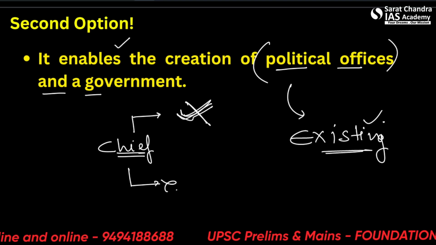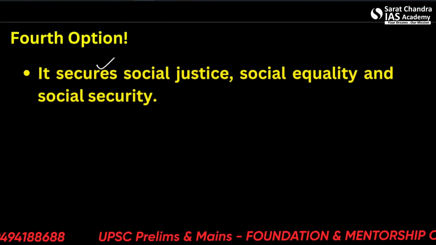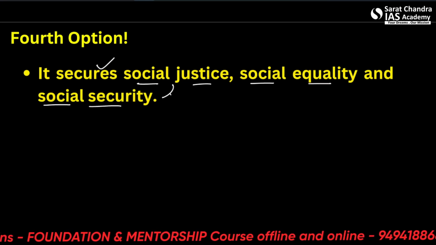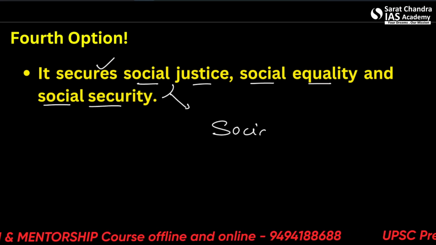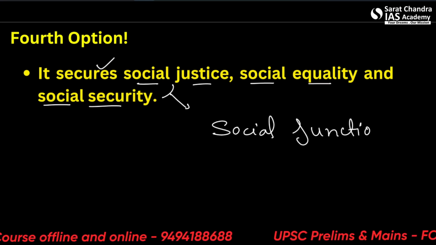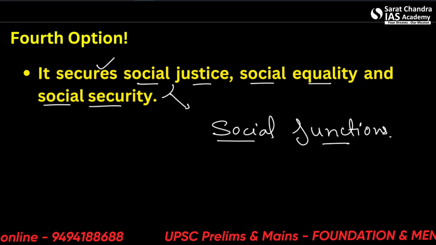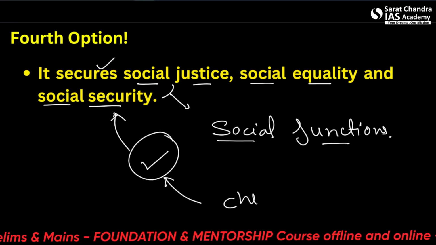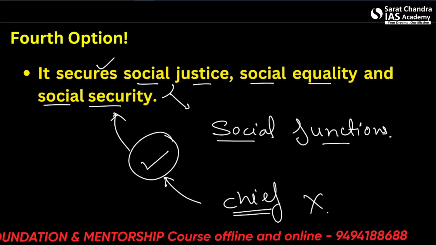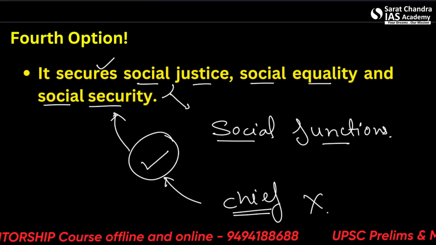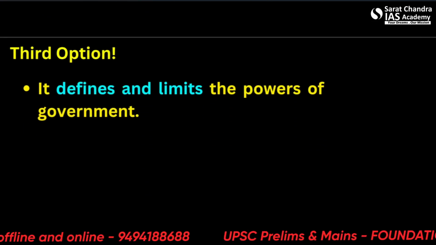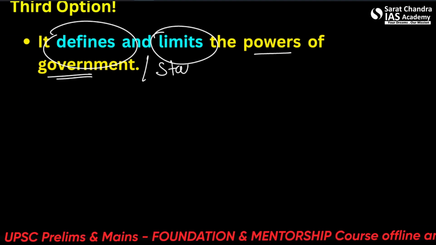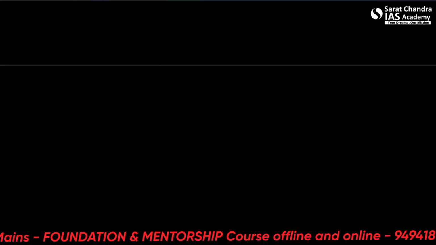All right, let's come to the fourth option, sorry. It secures social justice, social equality, and social security. Okay. So this defines the social functions of the constitution. This is a major objective of the constitution. Does it do so? Yes. But is it the chief function? No. Because a constitution has many other things to rely upon. It's not the chief function. It's one of the important functions. Let's come to the third option. It defines and limits the power of the government or the state. Let's ponder upon this option now.